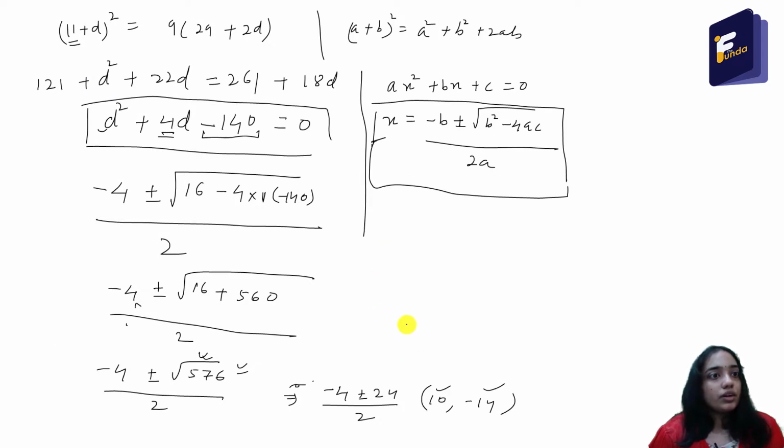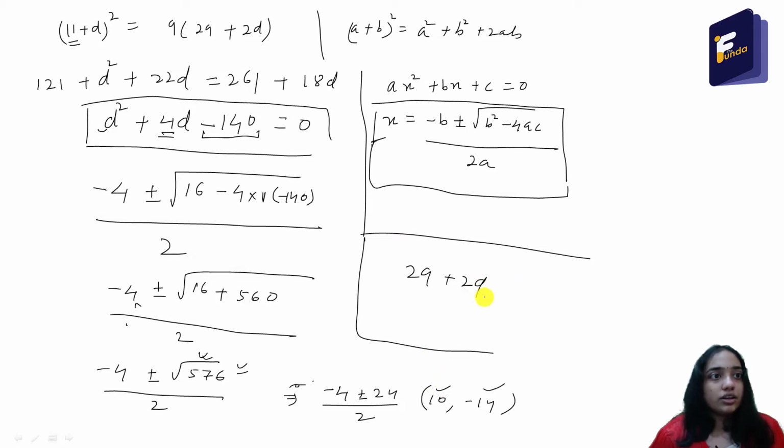So now we have to make 29 plus 2D the smallest. Our aim is to make 29 plus 2D smallest. First let us try with 10. So with 10 it will be equal to 49. But if I put minus 14, then it will be 29 minus 28, which will be equal to 1. For minus 14, this value will be equal to 1.